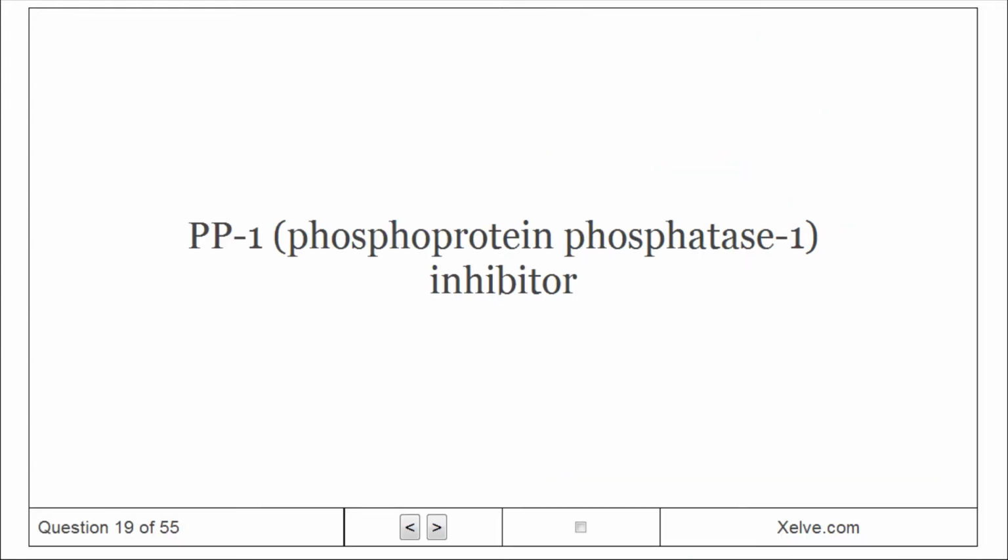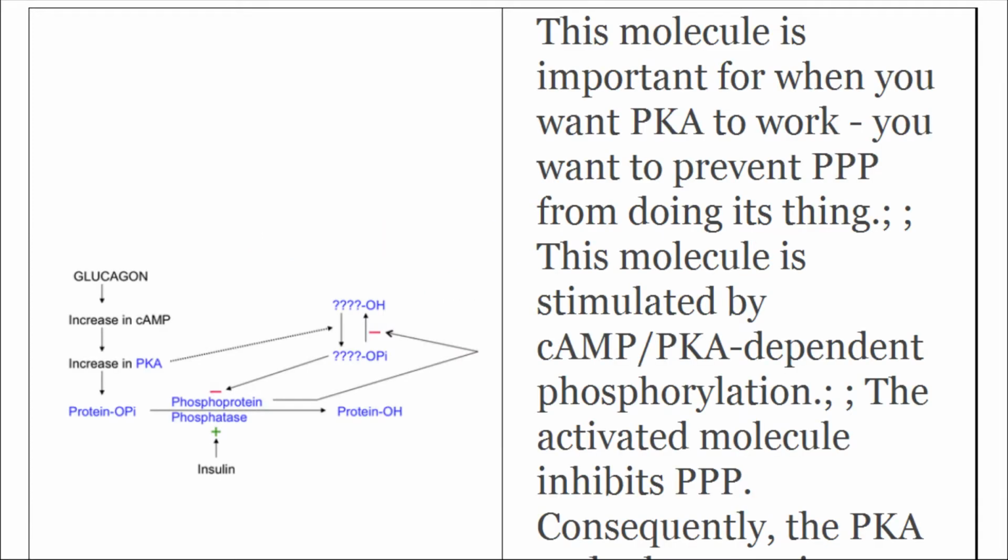PP1 inhibitor. This molecule is important for when you want PKA to work. You want to prevent PPP from doing its thing. This molecule is stimulated by cAMP, PKA-dependent phosphorylation. The activated molecule inhibits PPP. Consequently, PKA and other proteins stay phosphorylated and stay active. Keeps cAMP signal on.